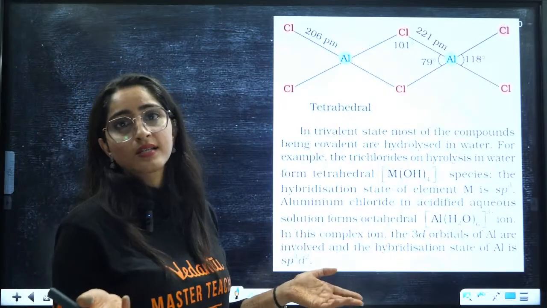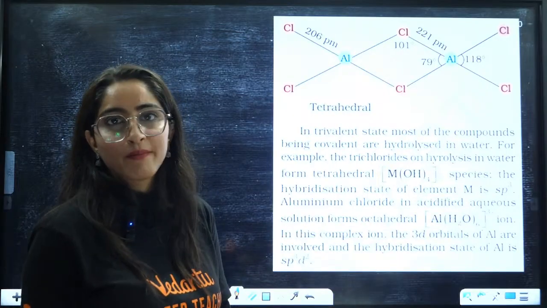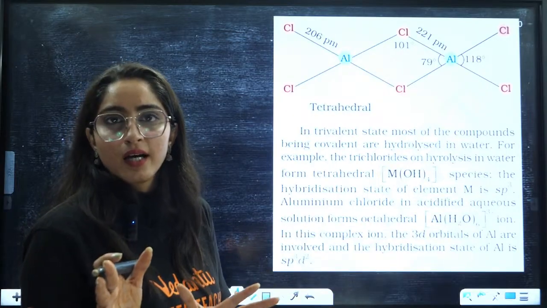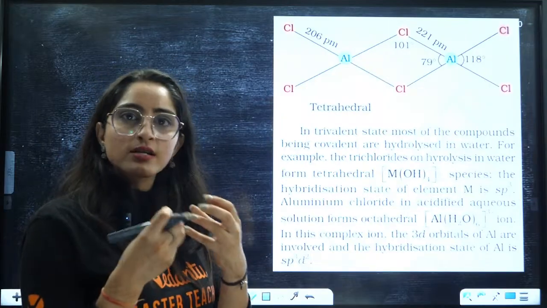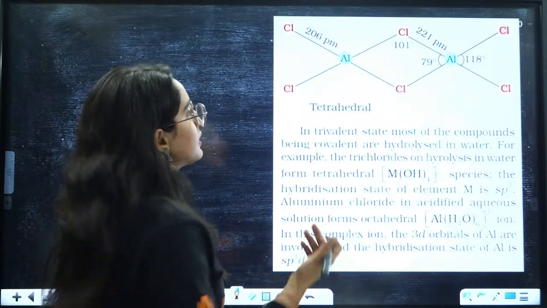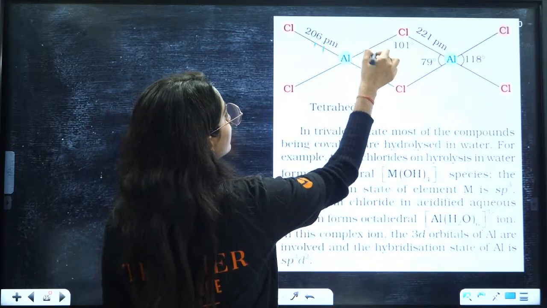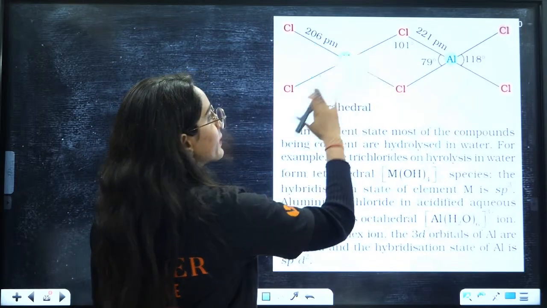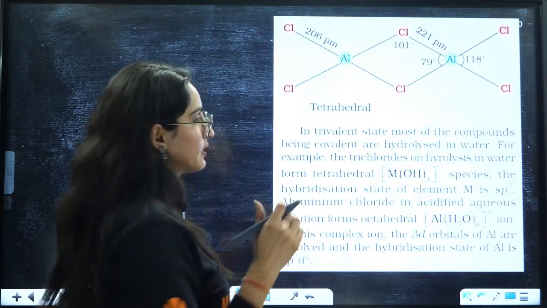Because it also has 6 electrons, that is why it is existing as a dimer. It is not a Lewis acid, right? It completes its deficiency by forming the dimer, right? So here also 1, 2, 3, 4, 5, 6, 7, 8. It has completed the octet by forming a dimer here, right?